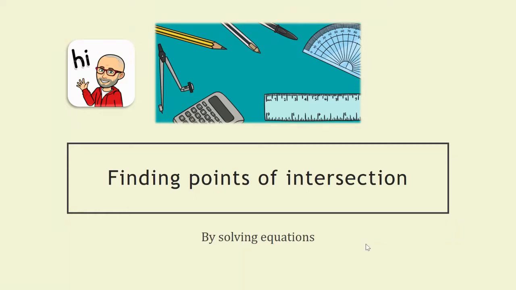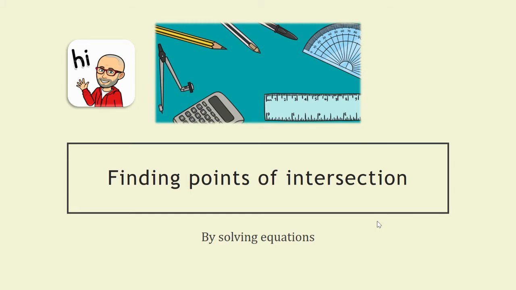Hi guys, so we're going to have a look today at how we can move on from what we were looking at in the last lesson, where we'd got graphs drawn for straight lines and we were looking at where they crossed to get this point of intersection. And we're going to move on to look at how we can use our skills in solving equations that we got from a couple of weeks ago to be absolutely certain that we've got the right answer on these ones.